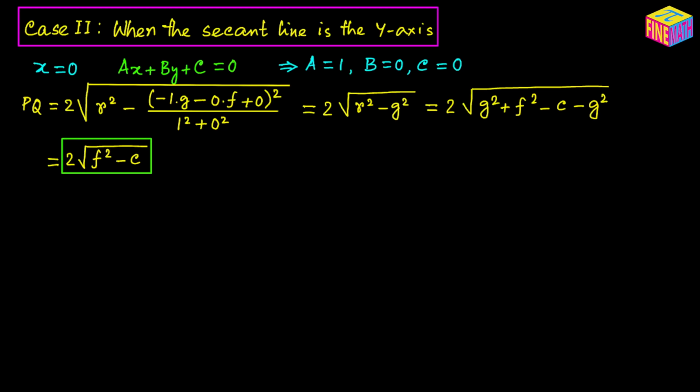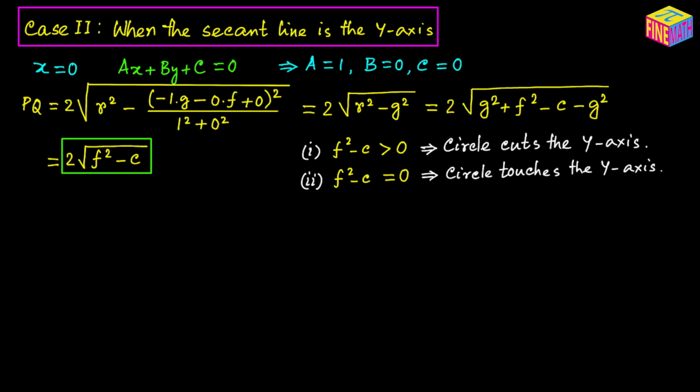And here again, let's analyze the length of PQ depending on the value of f squared minus c. If f squared minus c is greater than 0, then we are going to get a real value for PQ, meaning a real length for PQ. That means the circle would cut the y-axis. If f squared minus c is equal to 0, that means the points P and Q are coincident. That means the length of PQ is actually 0. That means the circle touches the y-axis.